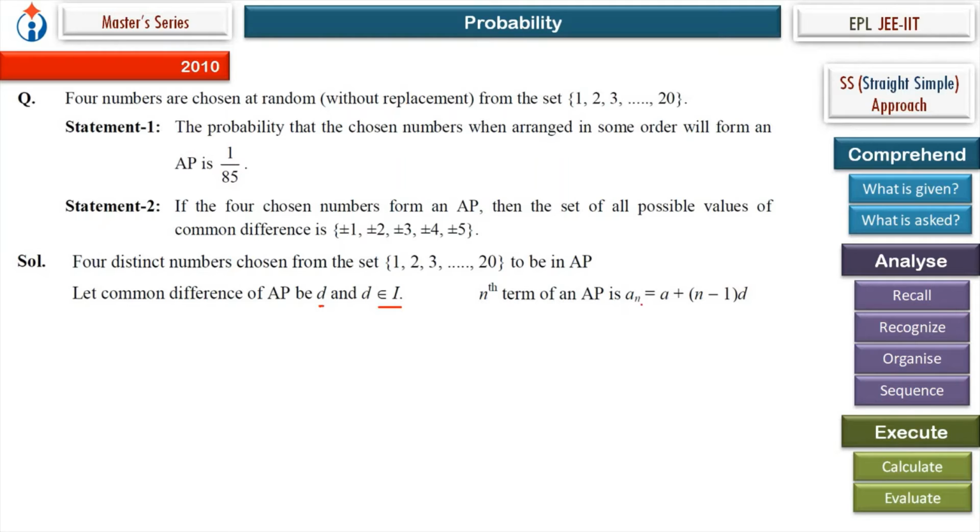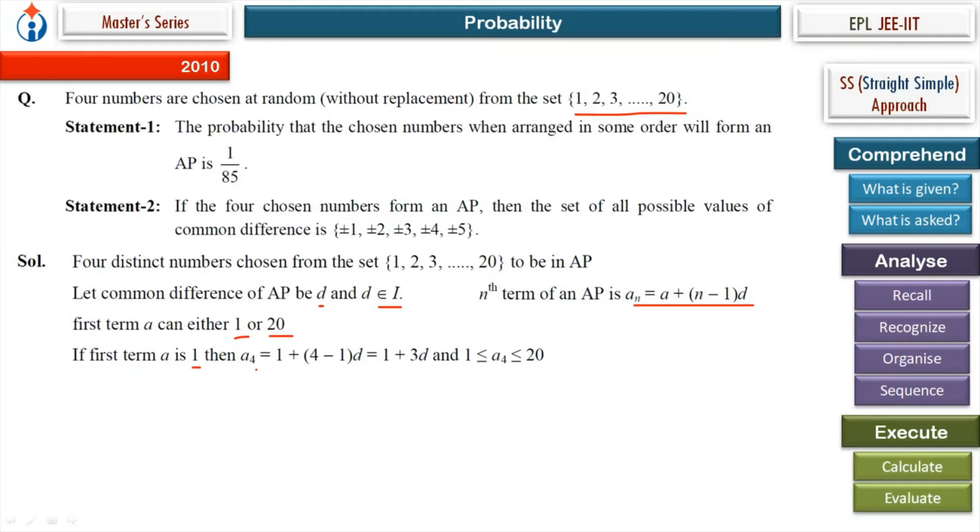Now, the nth term of an AP, we recall this result, is A plus n minus 1 into D, where A is the first term and D is the common difference. Now, from this set, the first term can be either 1 or 20. It can go in increasing order, 1, 4, 7 like that, or it can be decreasing. So the first number can be either 1 or 20. Now the first term is 1, so of the 4 numbers chosen, A4 will be the largest number if you are starting from 1. So we put in the value, we get A4 is equal to 1 plus 3D, and this 1 plus 3D, A4, should be between 1 and 20, greater than or equal to 1 and less than or equal to 20.